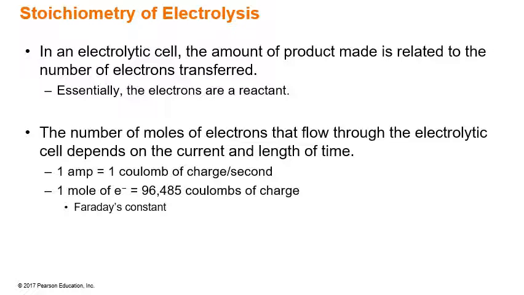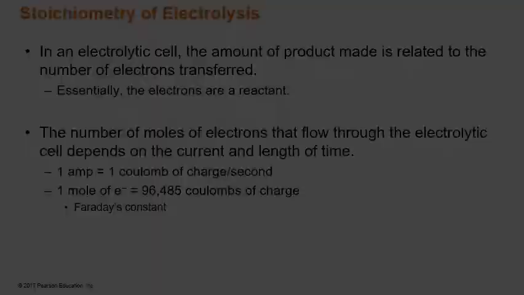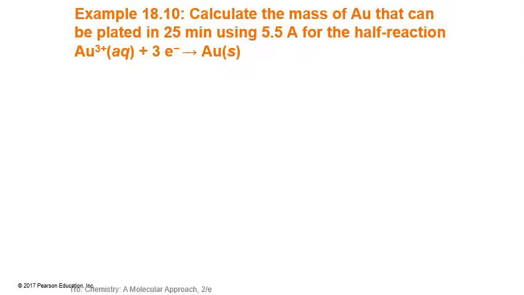And if we have 1 mole of electrons, that's 96,485 coulombs of charge. And this is Faraday's constant. So let's calculate the mass of gold that can be plated in 25 minutes. We have our amps, and so it's important to remember that our amps are coulombs of charge per second so that we can do our calculation.